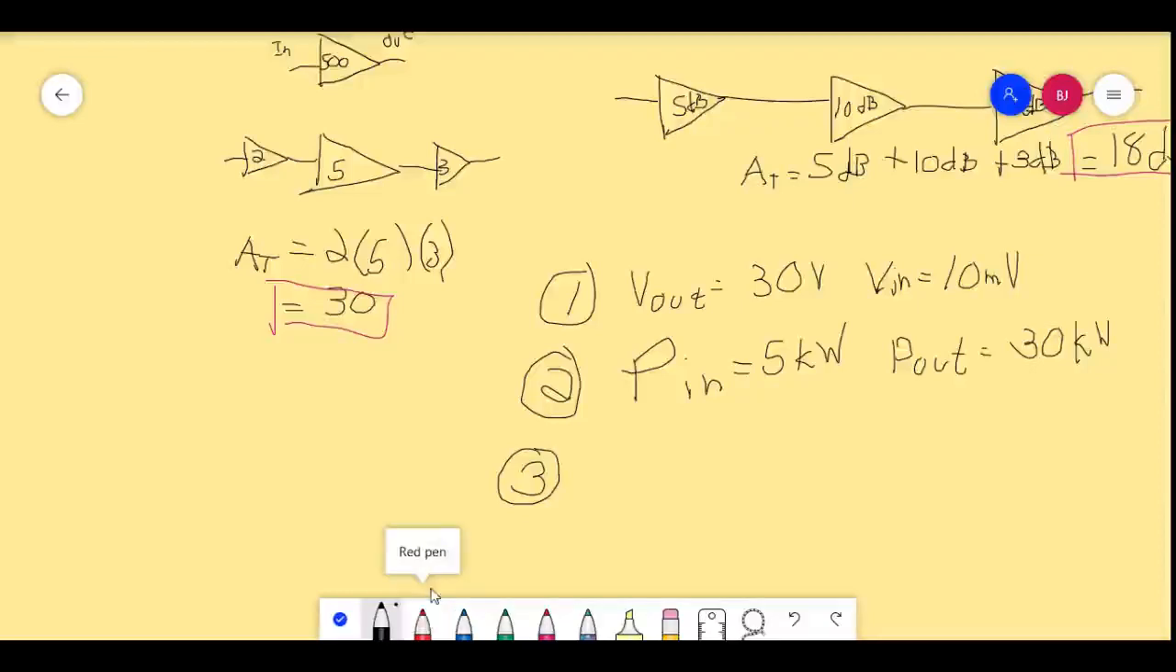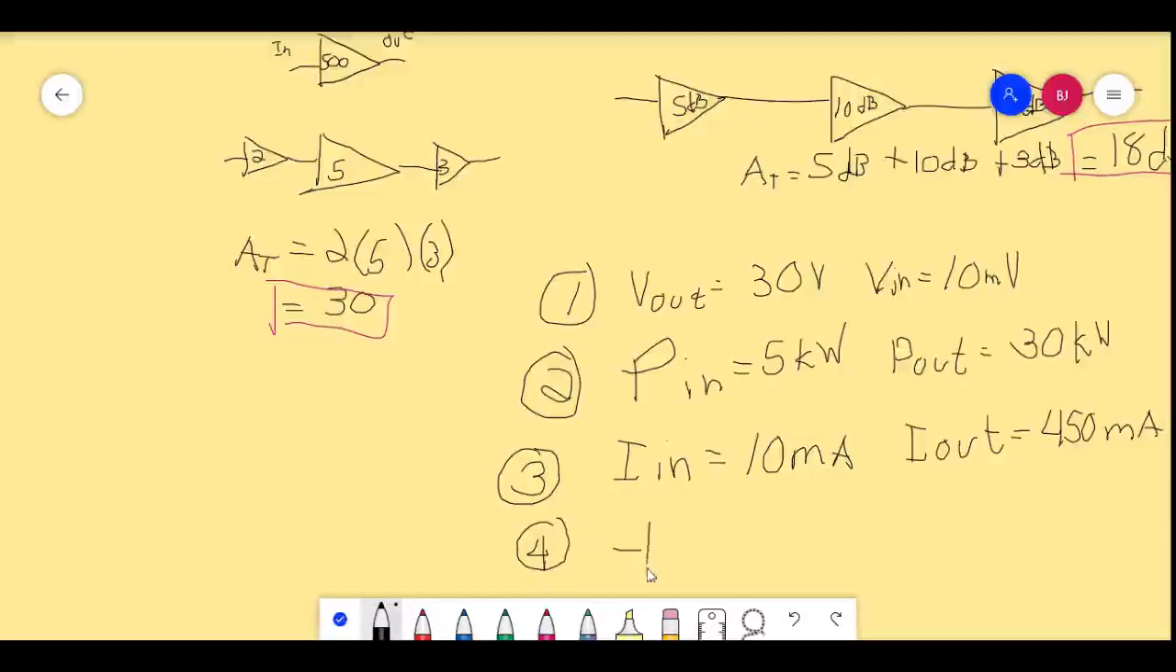Number 3, let's have I in as 10 milliamperes and I out as 450 milliamps. Let us add a fourth example. I want you to get the total gain of this in decibels. So I have cascaded amplifiers, 3 of them. I want you to get their gain in decibels.